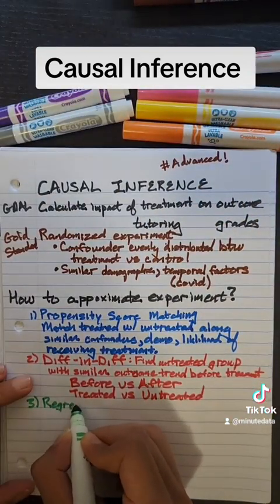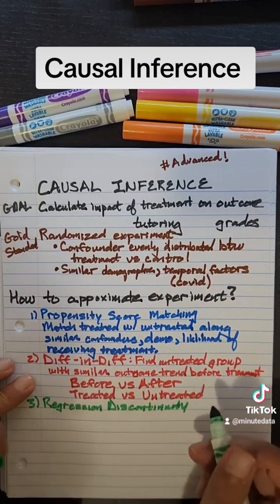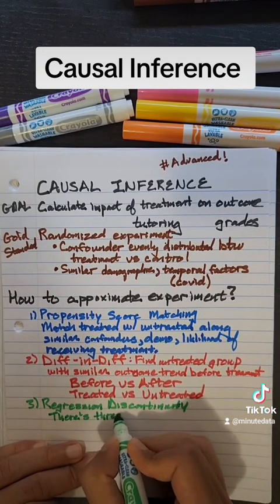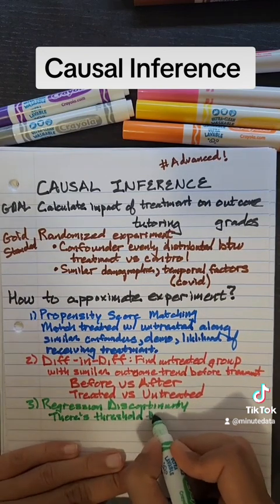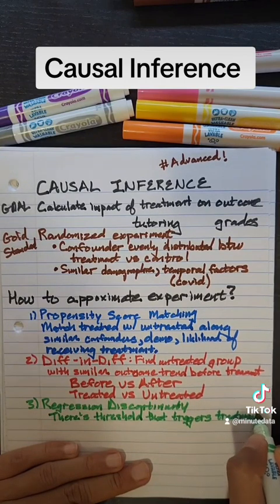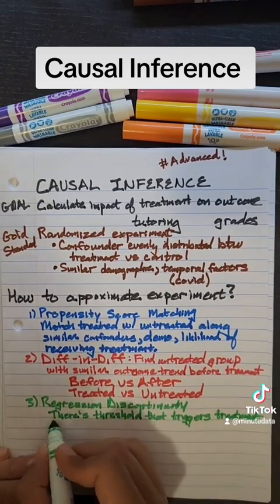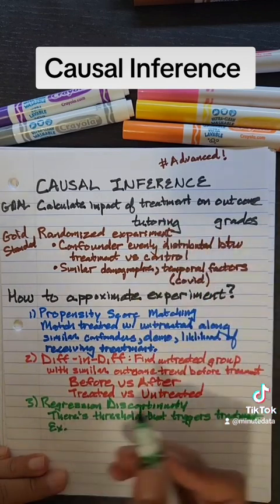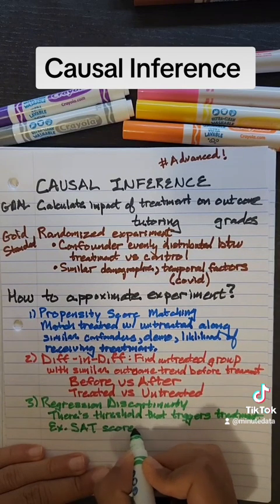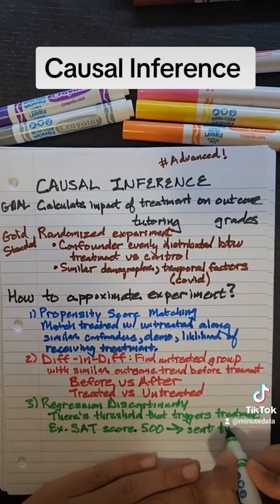Finally, the last technique we'll talk about is regression discontinuity. The idea behind regression discontinuity is there's some threshold that triggers the treatment. Hence the threshold is this discontinuity, where boom, all of a sudden the treatment happens. Let's imagine in our example where we're looking at tutoring on grades, let's say an SAT score of 500. These folks get sent to tutoring.